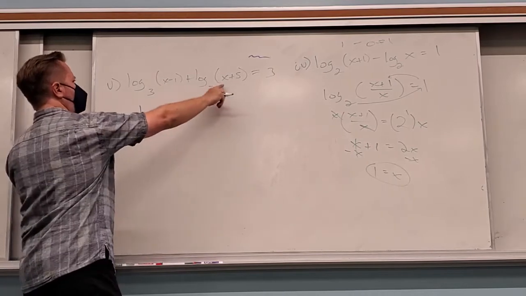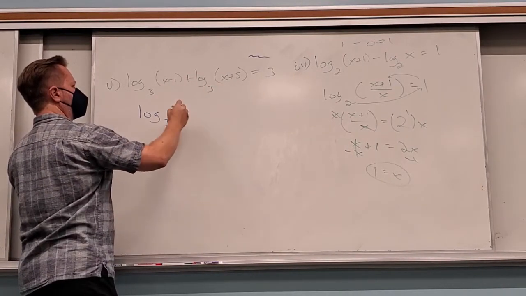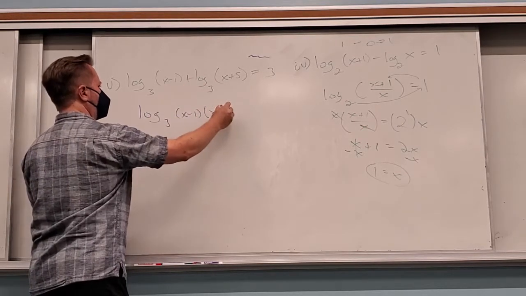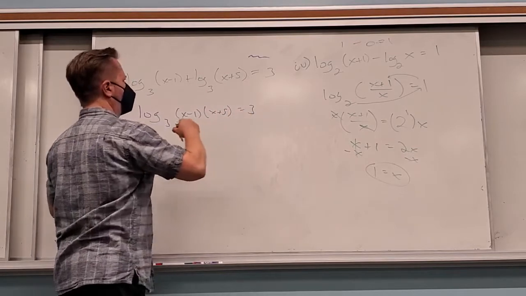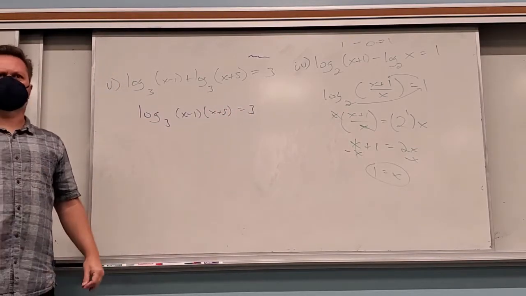So how can I rewrite this? X minus 1 times x plus 5. Yeah, I add powers when I was multiplying. I like it. Let's see if I made one that works. This is always exciting.